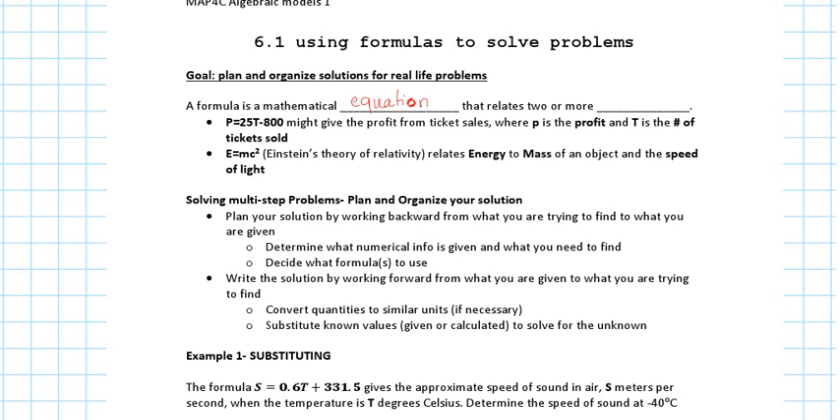that relates two or more variables, letters. So you always will have at least two variables. You'll have the y and the x, the m and the t, the e and the c, whatever it is. So the two variables at least.